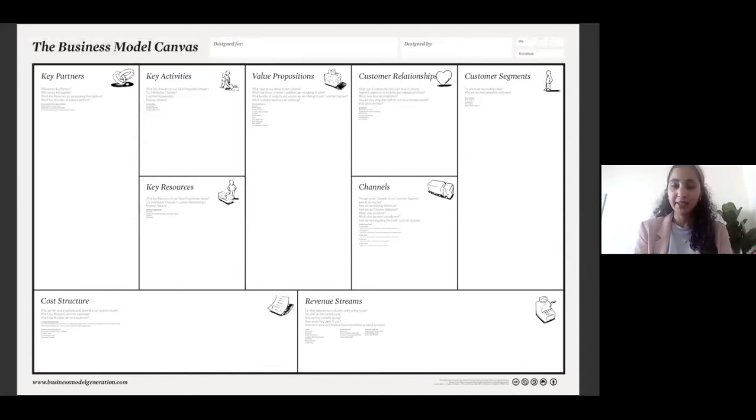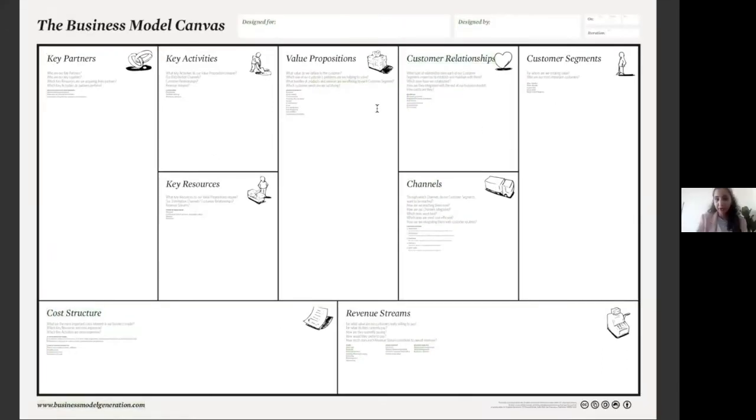Here you start with the right side. As I said, you have 9 components of the business model canvas. We start with the right side first: the customer segment, then your value proposition, your customer relationships, your channels, and your revenue stream. This is the right side, all of these here, right? 1, 2, 3, 4, 5. And then we go to the left side, which is your key partners, your key activities, your key resources, and your cost structure. Let's start with the customer segment.